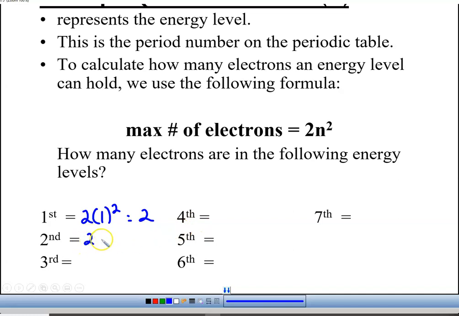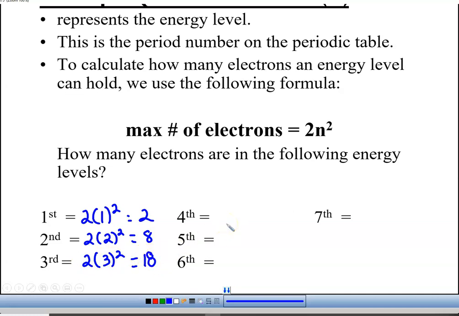So the second energy level, that's not that 2, that's this 2 in the parentheses there. You square it first. So 2 squared is 4 times 2 is 8. So the second energy level can hold 8 electrons. A lot of you learned 2, 8, and then you learned 8. That's actually not true. It's not 8 for this third energy level. The third energy level, that would be 9 times 2 is 18.